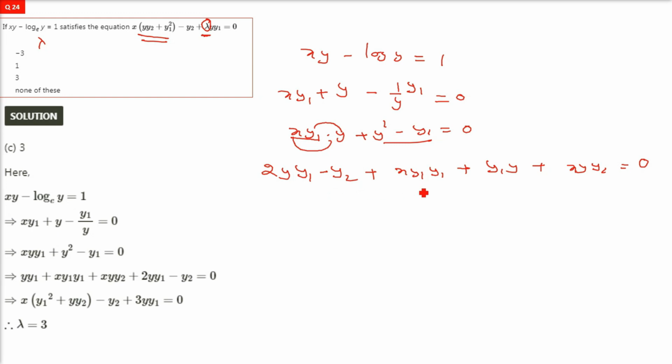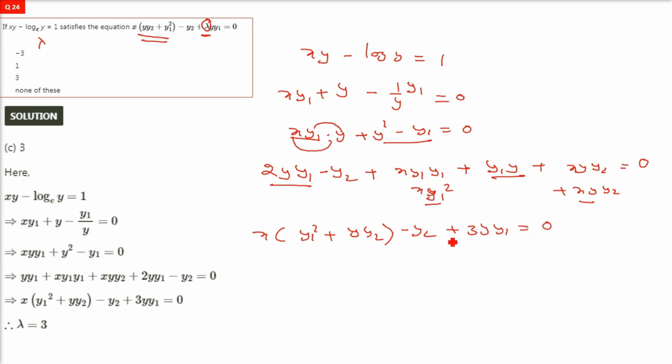Now take those terms which are similar, we can add them. So we have 2y y1 and we have y y1 also. This y1 will be y1 square. This is x y y2. So we have x y1 square plus y y2 minus y2, and 2y y1 and y y1 will become 3y y1 is equal to 0. Now just equate this with the equation being provided to us. When you equate this, lambda is going to be 3. So what is the value of lambda?